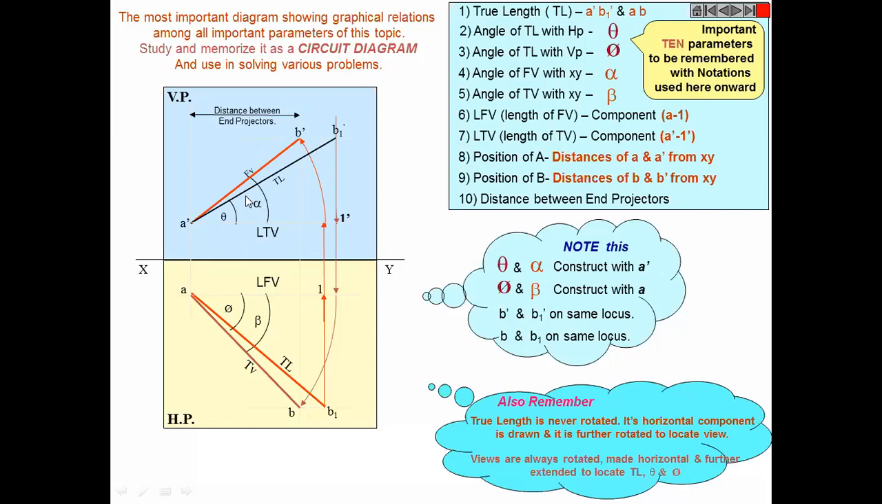You just try to imagine, if both are inclined at 45 degrees with HP and VP, then that is the only possibility. When will it happen? If the inclination angle is 45 degrees with both the planes, then only these things are possible. Then this image and this image will be exact mirror images.